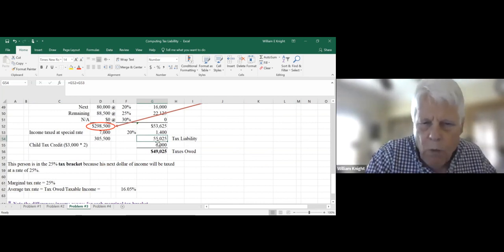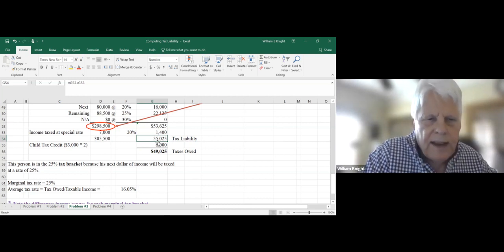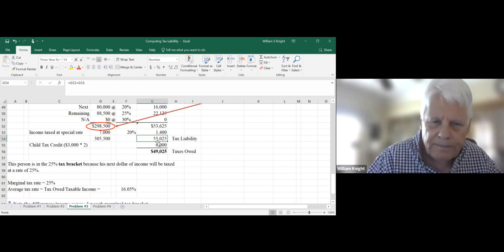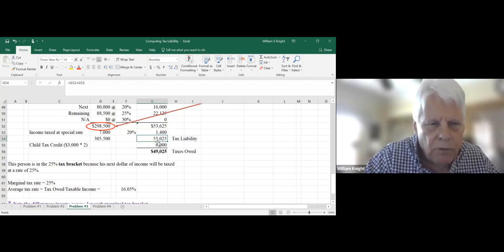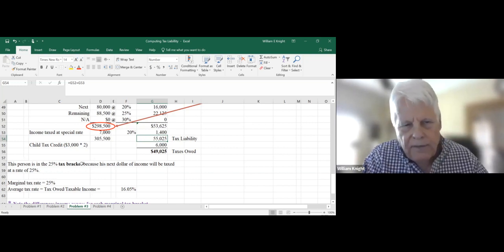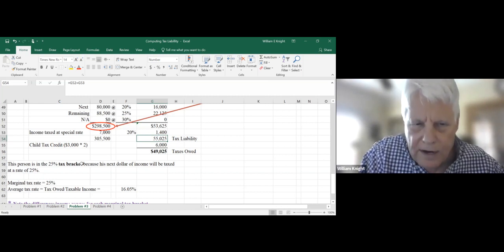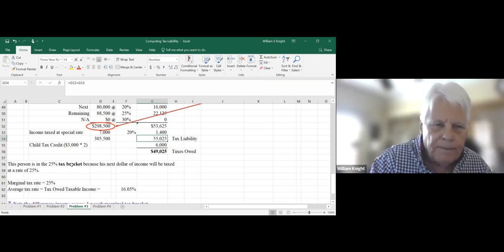You might ask him, Mike, what tax bracket are you in? He'd say, I'm in the 25% tax bracket because the last dollar of income that I received was taxed at 25%. Well, here it says next dollar, and that would be the case if it was this year, but he's already earned it last year. He can't earn any more money last year. So the last dollar that he earned was taxed at 25%, so that's his tax bracket.